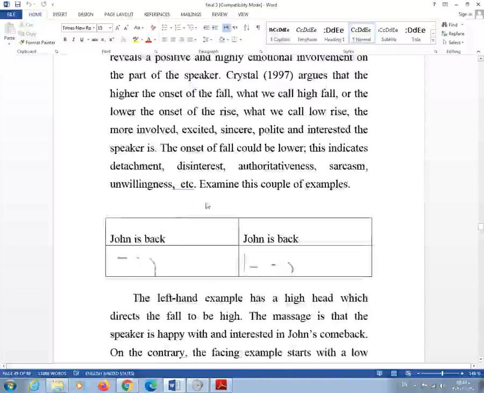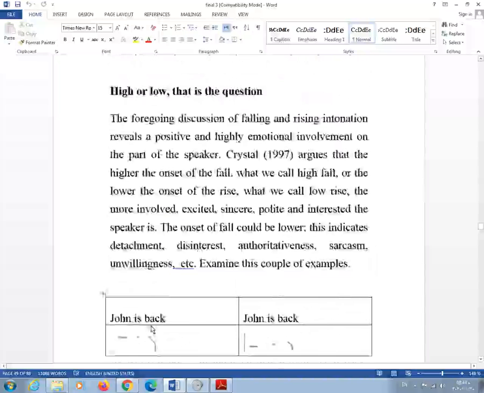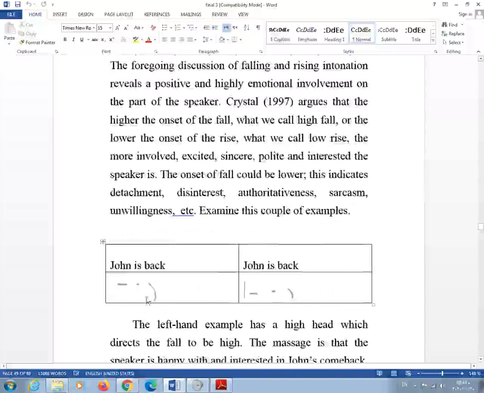Excuse me. Can anyone tell me what's the difference between these two forms? By the way, both have falling intonation. But as you see, one of them has a high fall and the second is a low fall. What's the difference? First, let me say the first and the second. John is back. And the second, John is back. He's back. Okay, what's the difference?